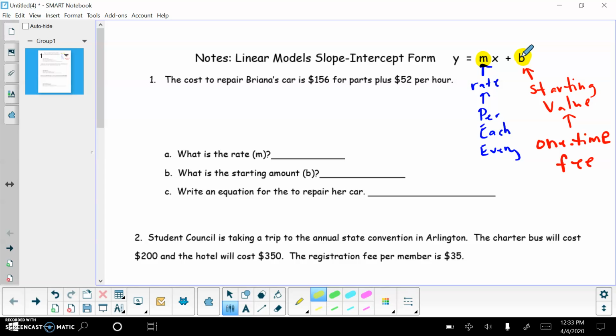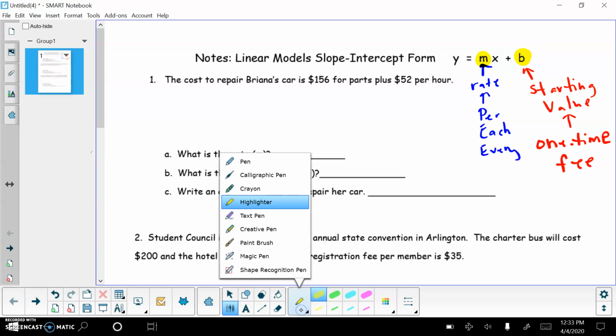The M letter represents the rate, and we're going to remember that per, each, and every are some good clue rate words. The B number is the starting value, the beginning or the initial value, and sometimes we call it a one-time fee because it only happens once, whereas the rate happens over and over and over again, and per, each, and every indicates that it happens repeatedly.